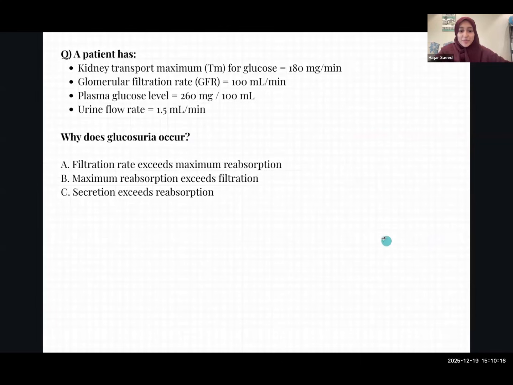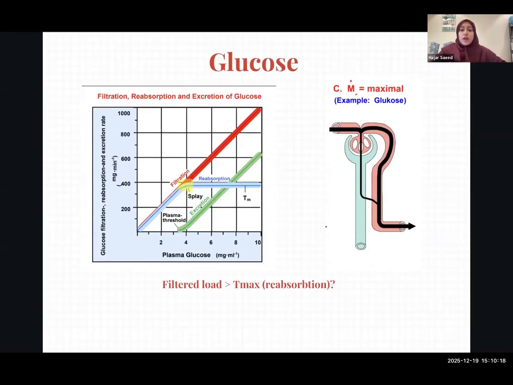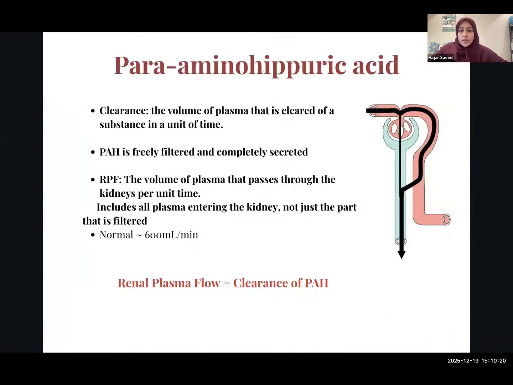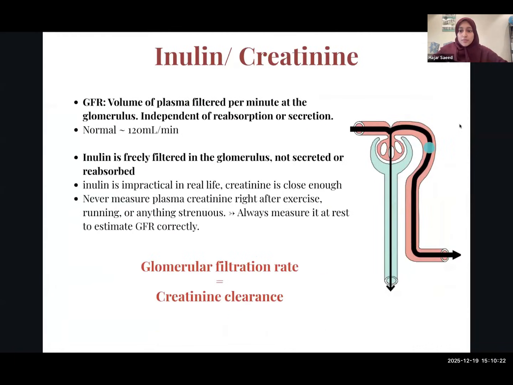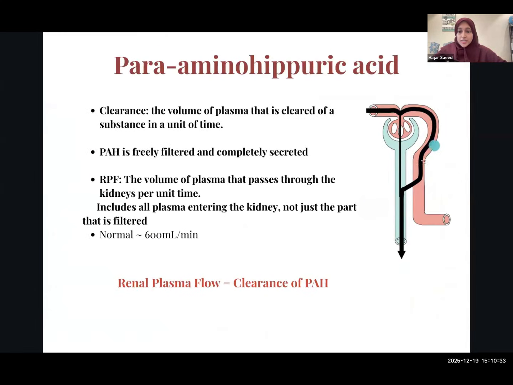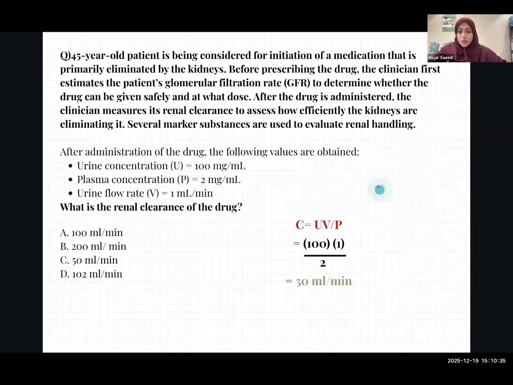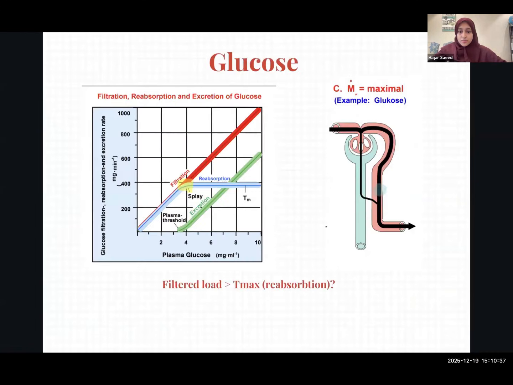Okay, let's talk about glucose. You know how we said earlier, let's go back. We have these nifty little things from Dr. Shams's slides. So we said inulin is totally cleared over here, right? It's not passing between the peritubular capillaries and the tubules. It's totally cleared. PAH is secreted. Glucose is a little bit different. Glucose is completely reabsorbed, or it should be completely reabsorbed in any normal person.